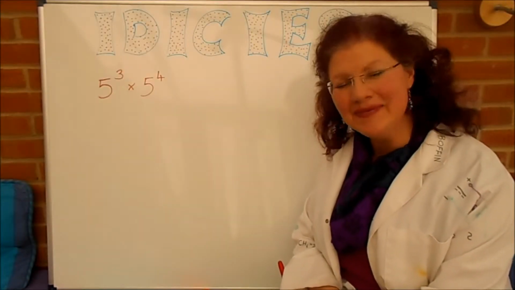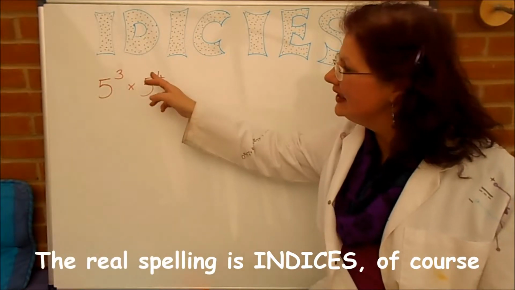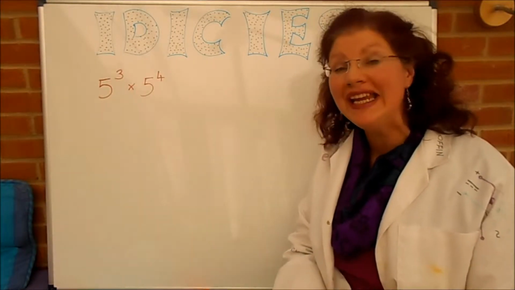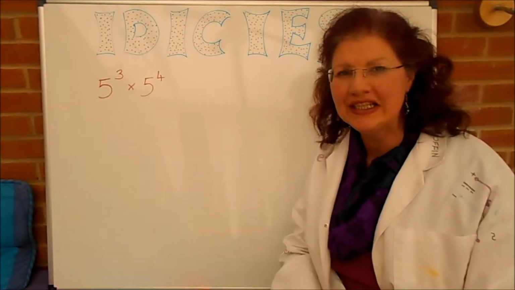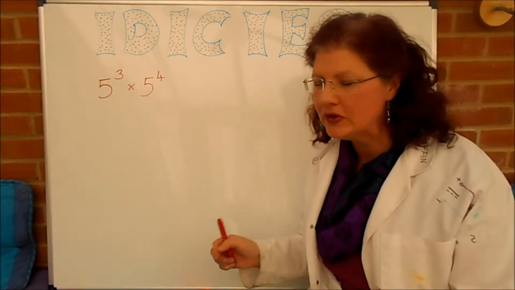Hi there Batty fans, a little bit more work on indices with the Batty Boffin. Indices are these little numbers at the top, often called powers or an index, one index, two indices. So we're looking at how to combine numbers with different powers on them.